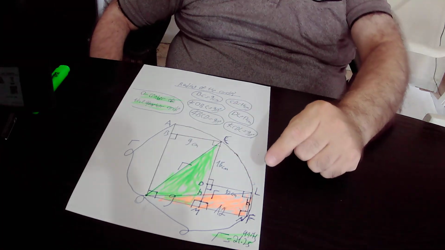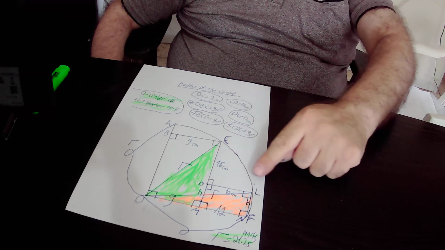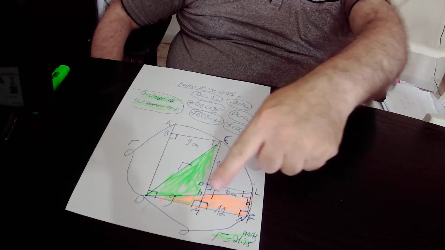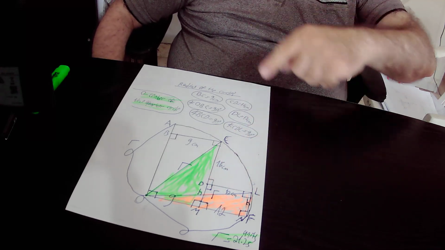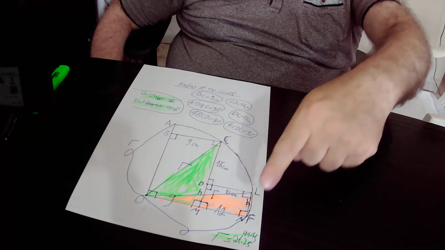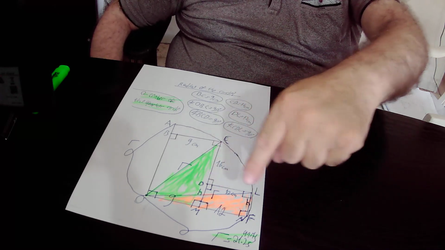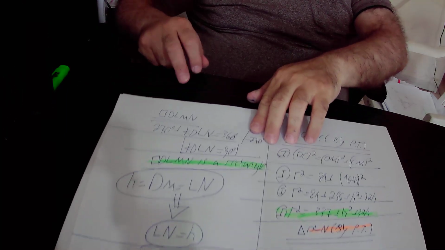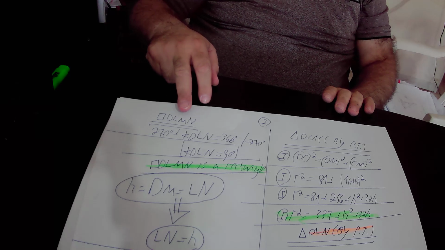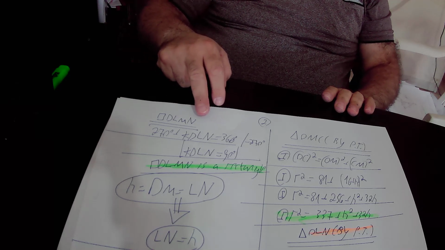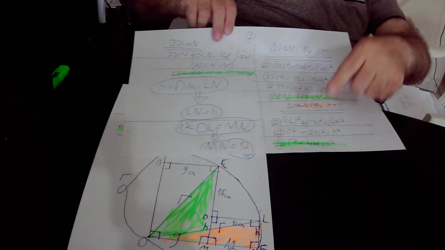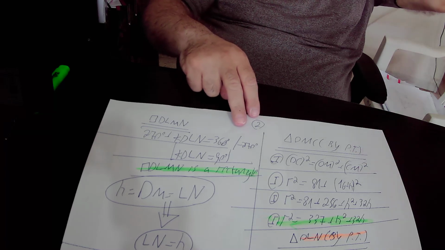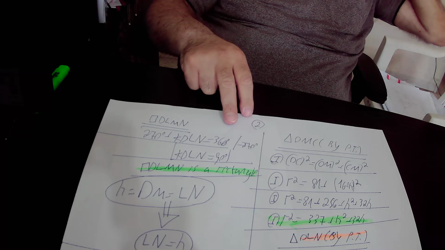So by doing this construction, we created quadrilateral DLMN, and inside this quadrilateral DLMN, we have 1, 2, 3 right angles. The sum of 3 right angles is 90 times 3, which is 270 degrees, plus the size of the fourth angle, that is angle DLN. In total, they must be equal to 360 degrees according to the rule that the sum of the angles in any quadrilateral is equal to 360 degrees.